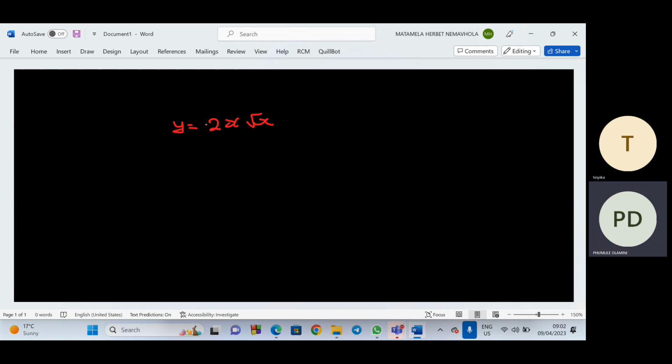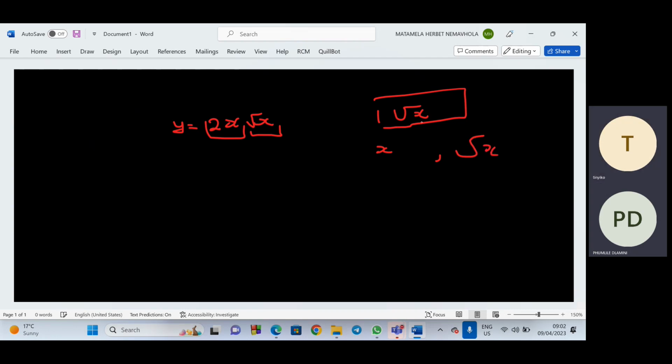So now in this equation, I have a function called 2x. I also have another function, which is square root of x. Before I work with this question, when we say square root of x here, do you know that we have two things in this equation? We have a function x, and we also have a square root of x at the same time. We call this a composite function, a composition, whereby when you say g of f of x, it's a composition.